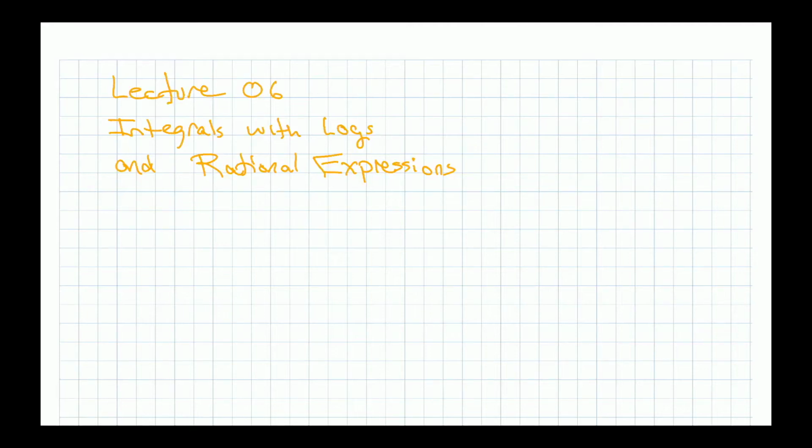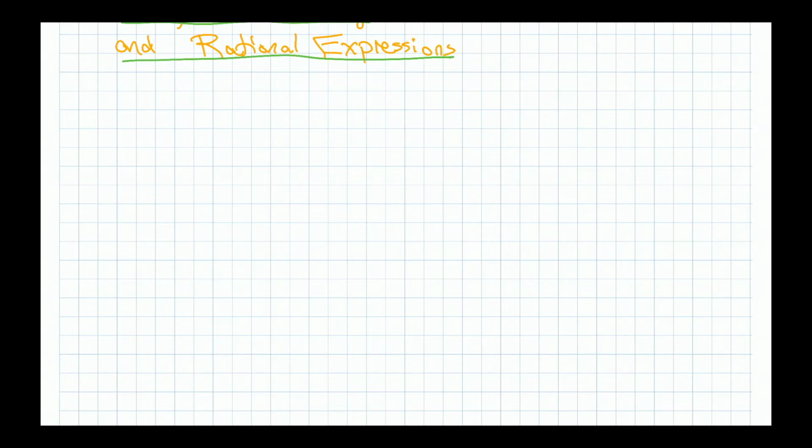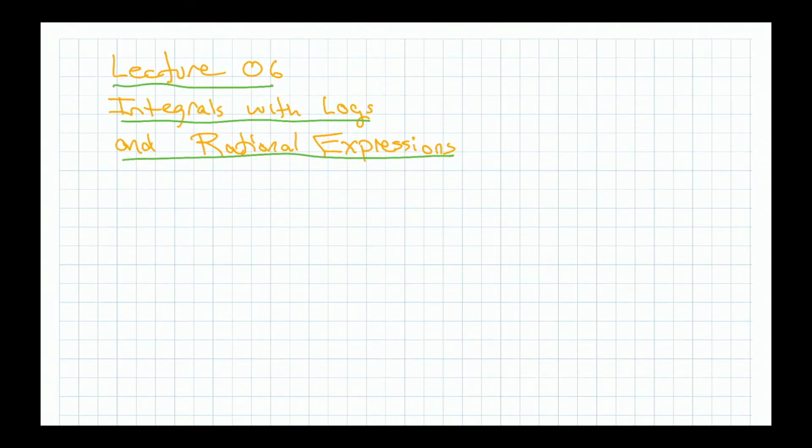All right, guys. So this is lecture 6, and we're going to be doing integrals with logarithms and rational expressions. Basically, there are a couple things going on in this homework set and section. So what we want to do is learn how to do two different types of integrals. So we'll learn these types.